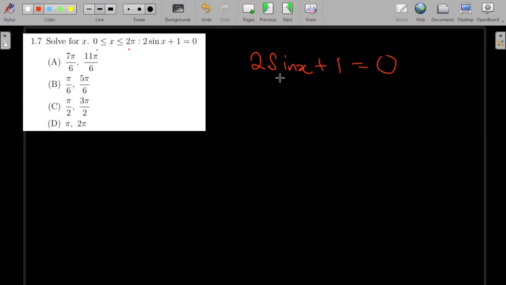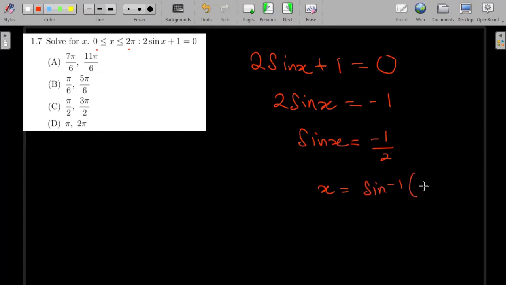So let's make sine x the subject of the formula. So this will be 2 sine x is equal to minus 1, and then I divide both sides by 2. So it will be sine x is equal to minus 1 over 2. Okay, so it means x will just be equal to the sine inverse of 1 over 2. So you ignore the negative when you put it in this form, okay? But we are going to use it to find the appropriate answers.